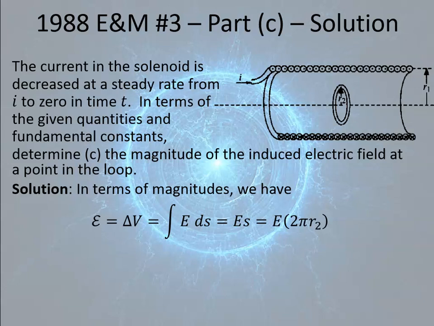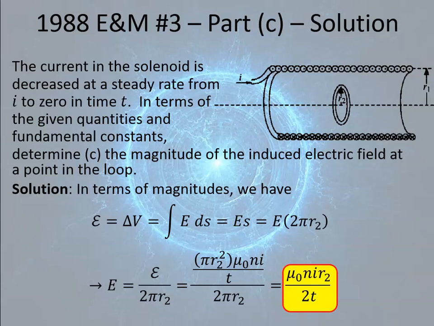So the integral of ds is just s, but that s is 2 pi r2, where r2 again is the radius of our loop. Solving for E, divide both sides by 2 pi r2, plugging in the induced EMF that we got from part B, and canceling some pi's, we get our final expression: the magnitude of the electric field at any point in the loop is mu naught N i R2 over 2t.